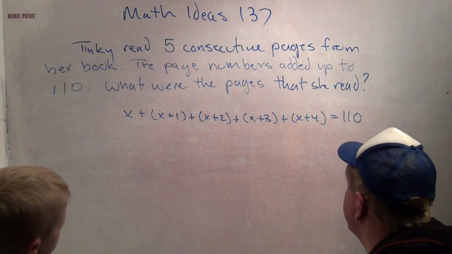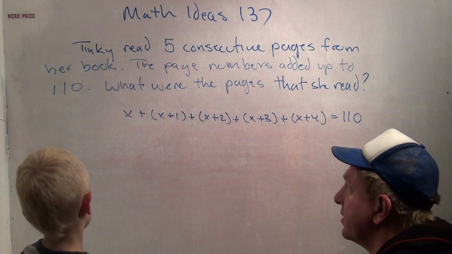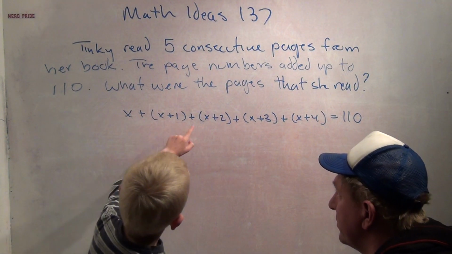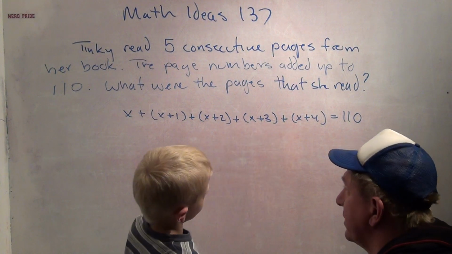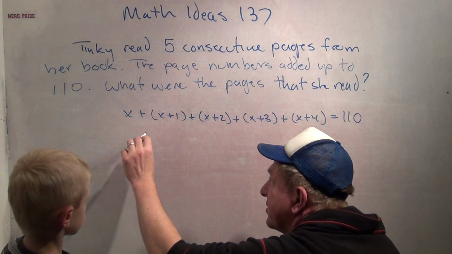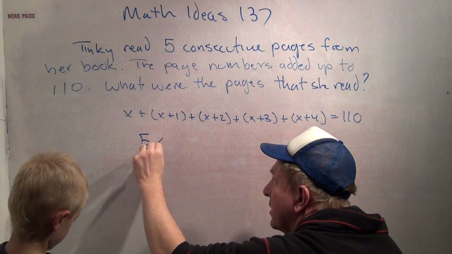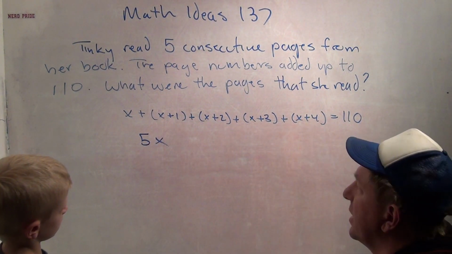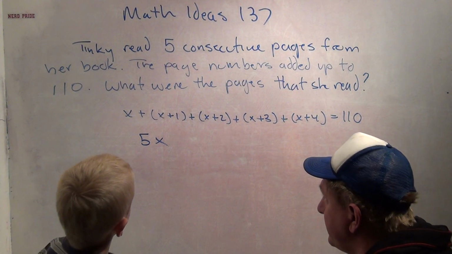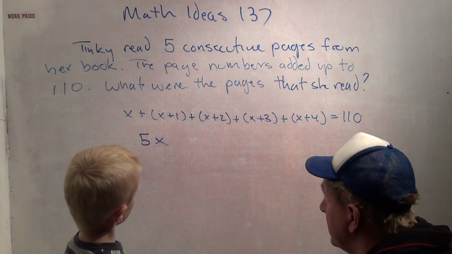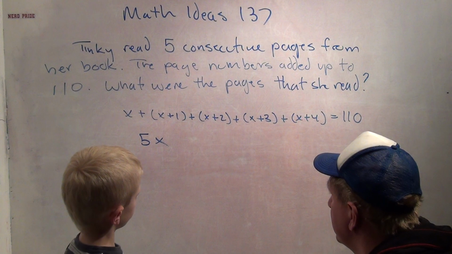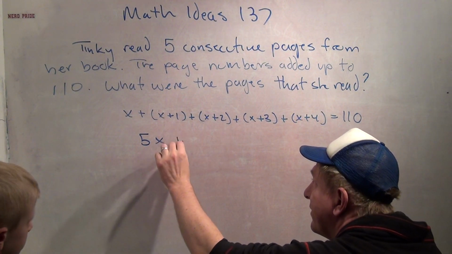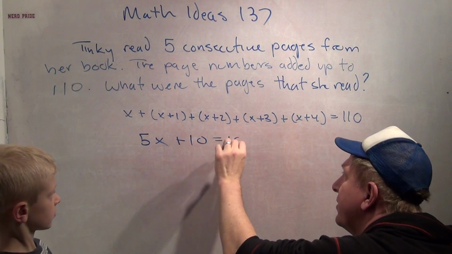Okay? So we have to figure out how we add this up. So how many X's do we have? 1, 2, 3, 4, 5 X's. Okay, so 5 X's means you get 5X. So 5 times the number X. And what does 1 plus 2 plus 3 plus 4 add up to? 1 plus 2 is 3 plus 3 is 6 plus 4 is 10. Okay, so we get 5X plus 10 equals 110.